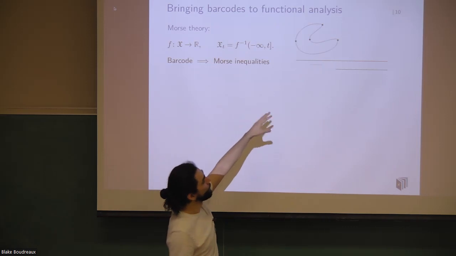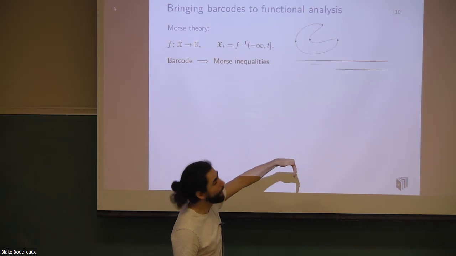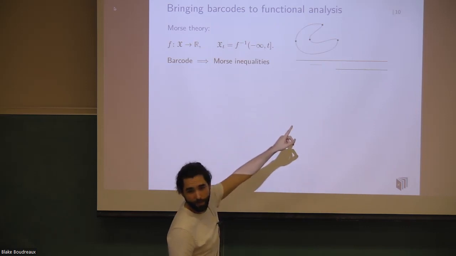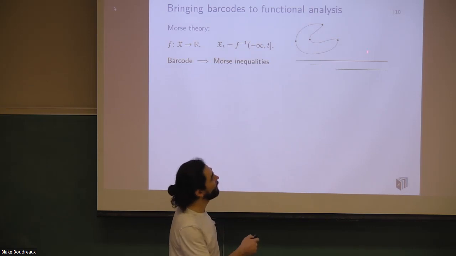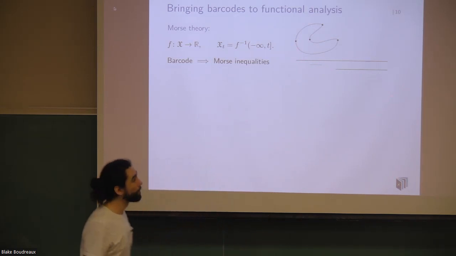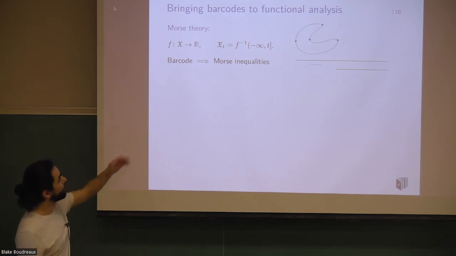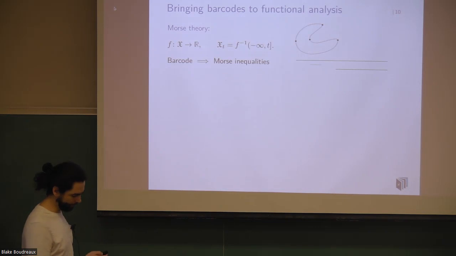This is a very simple picture. The function that I have is just projecting to the horizontal line. And we have four critical points. You see the homology of this space is concentrated in the infinite bars. And the birth and death of these bars occur precisely at critical points. Okay, so that is the idea of, oh, barcodes are more informative than Morse inequalities. You can derive Morse inequalities easily from the existence of a barcode.